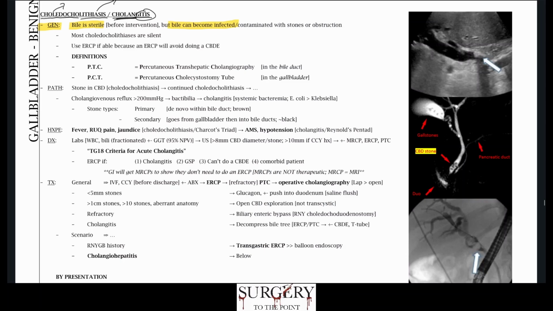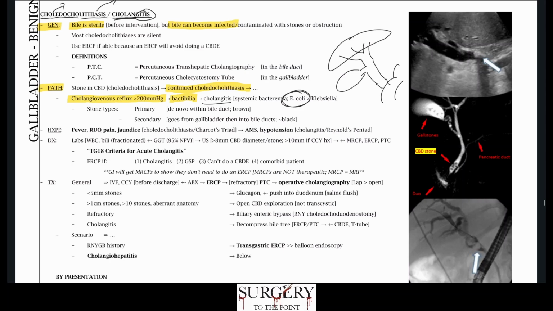The pathophysiology of choledocholithiasis is that a stone gets stuck within the common bile duct somewhere along the way. Then, that continues and does not go away. And eventually, you start getting cholangiovenous reflux. That term is not very important to memorize. That reflux leads to bacteria, and then that can ultimately lead to cholangitis, with the most common offending agent, E. coli.